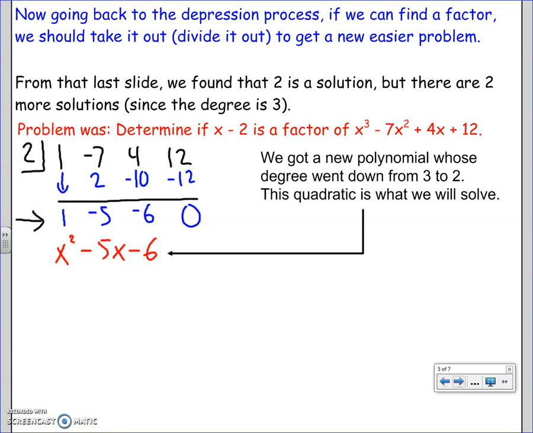after doing synthetic division, you have to put the letters next to the x's. So that 1 goes to x squared, that -5 goes to x, that -6 is just the constant, and there's no remainder. Anyways, that new equation, notice the degree went down from 3 to 2. It got depressed.